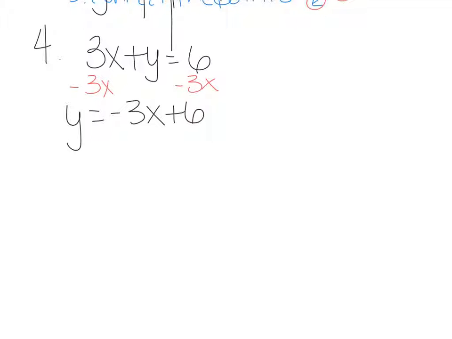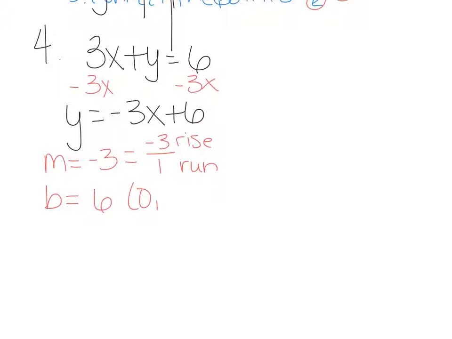Okay, now it's in y equals. We can identify the slope and the y-intercept. My slope is negative 3, or we could say negative 3 over 1, which means I'm going to rise negative 3, run 1. My y-intercept is 6, or as a point, is 0, 6. Okay, and now I'm ready to graph my line.